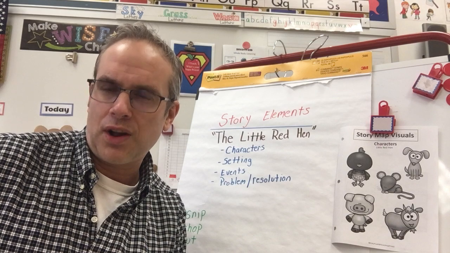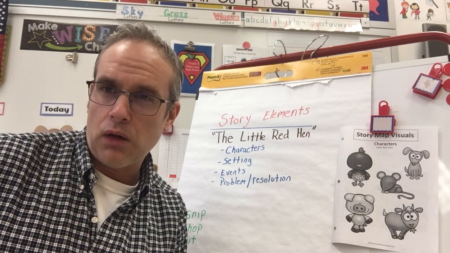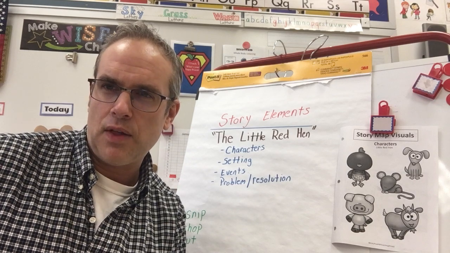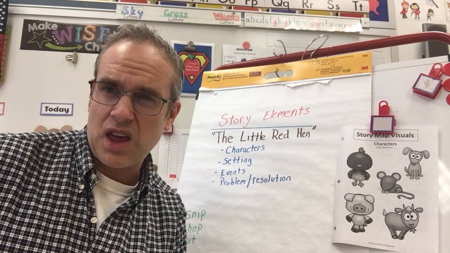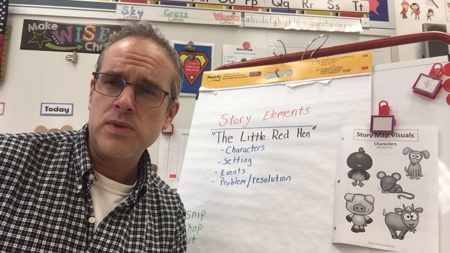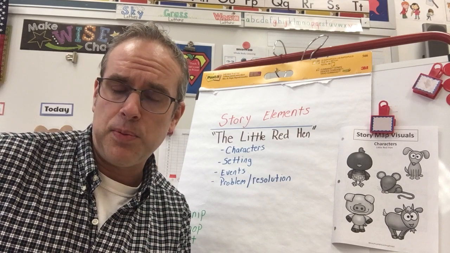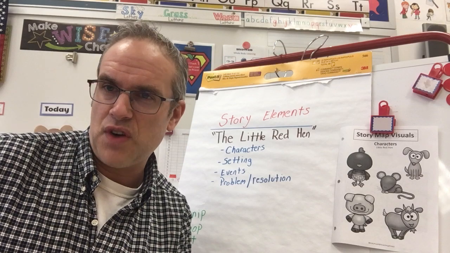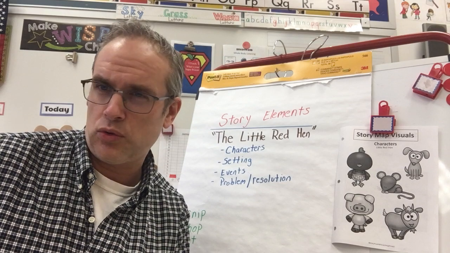In The Three Little Pigs, we talked about problem and resolution. Events we talked about a lot in the book The Year at Maple Hill Farm. We talked about how there were different events that took place during the four seasons of the year. We discussed setting with a lot of books that we've used this year. The setting is where the story takes place. And we focused a lot on characters. Characters are the people or animals or things that you'll find in a story, okay? So the characters are who the story's about.